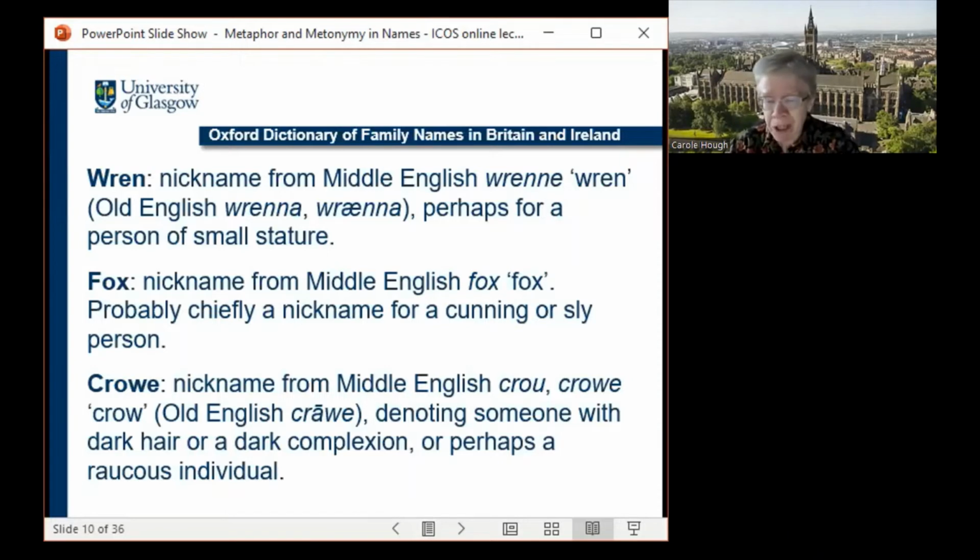Earlier, I mentioned a previous speaker in this series, Professor Richard Coates, among whose many achievements are that he led the project that produced the 4-volume Oxford Dictionary of Family Names in Britain and Ireland, which transformed the study of surnames in the UK. As well as providing new and more robust interpretations of surnames, the dictionary provides a range of insights into non-literal uses of terms.